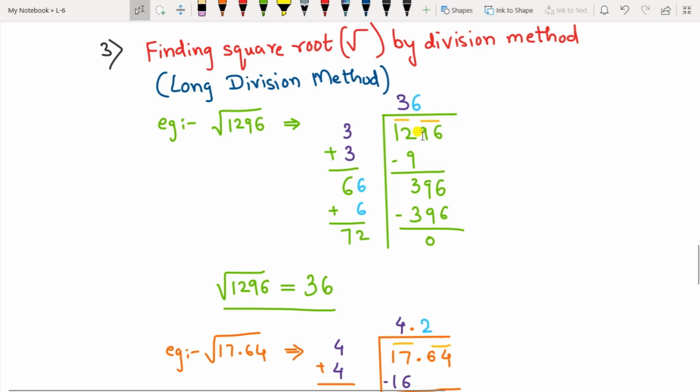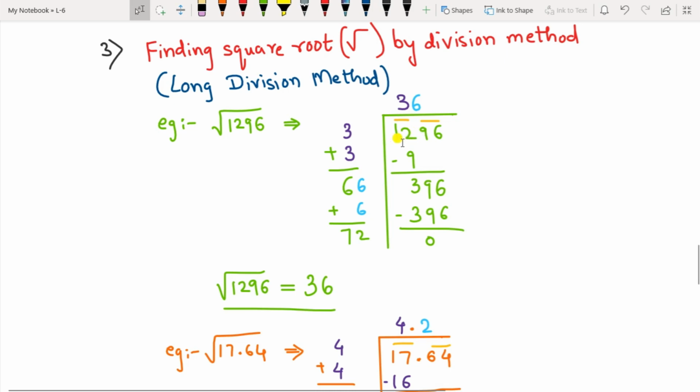That is, 1 1s are 1, 2 2s are 4, 3 3s are 9, 4 4s are 16 and so on. We cannot use numbers like 2 5s are 10 or 4 3s are 12. Such numbers we cannot use. Only the square multiples we have to use. Okay.